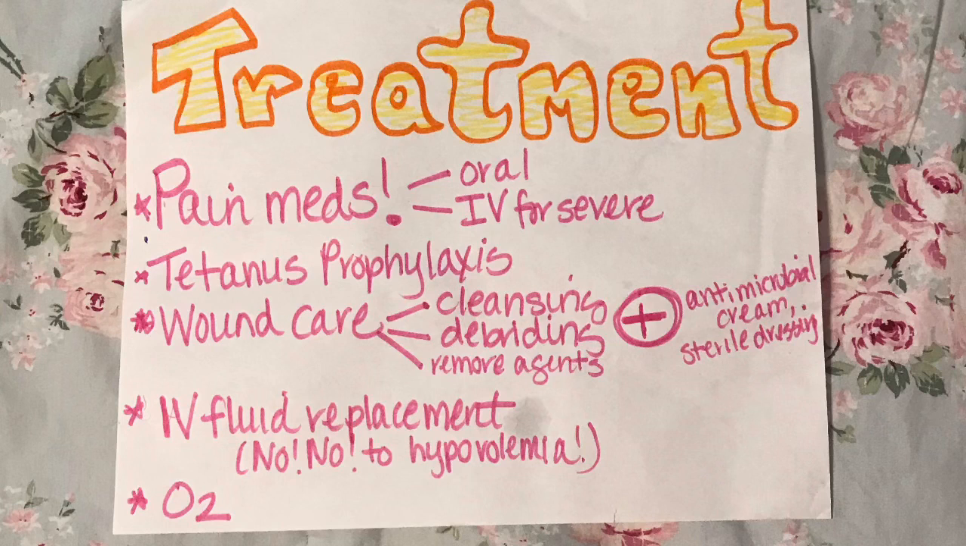So for our treatment, we're going to do pain meds, either orally or IV, depending on where the burn is and the severity of the burn and the patient's pain. Tetanus prophylaxis, also the wound care, whether that's cleansing the wound, debriding the wound, removing the agents that caused the burn. And then after we do that, we're going to apply an antimicrobial cream and sterile dressing. We'll also, like I mentioned, be doing IV fluid placement because we do not want hypovolemic shock. And again, administering O2. So that's a little bit on burn injuries.